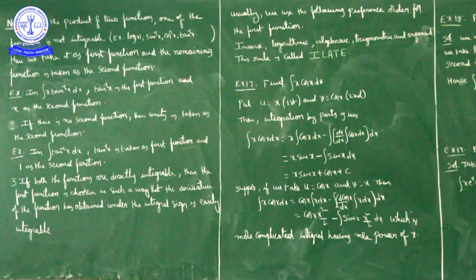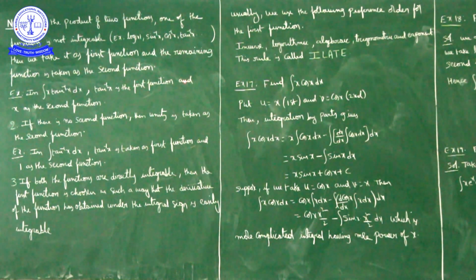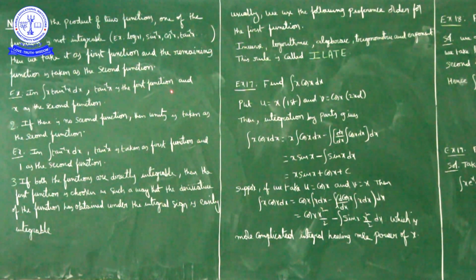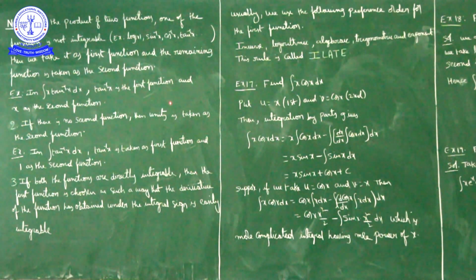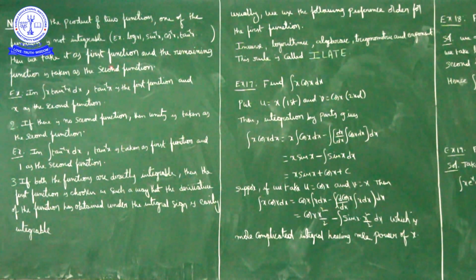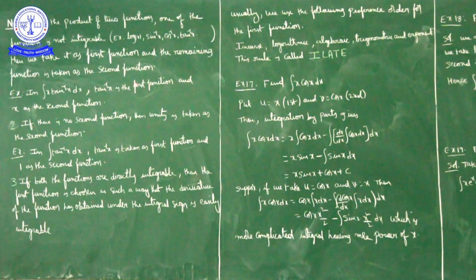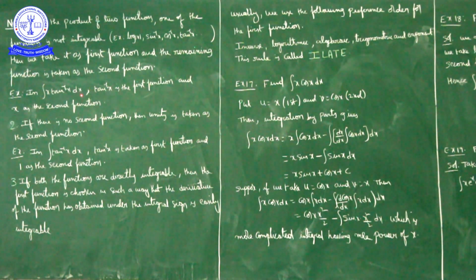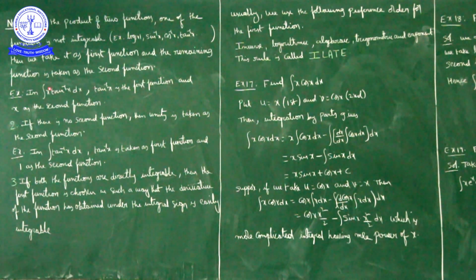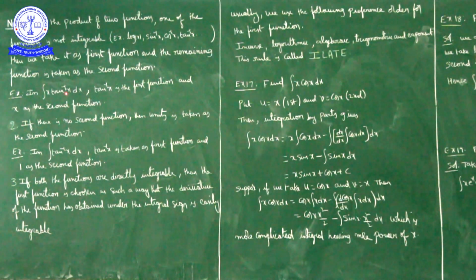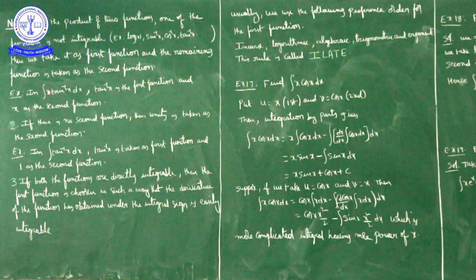Whenever we have the integral of a product of two functions, and one of them is not integrable, such as log mod x, sin inverse x, cos inverse x, tan inverse x, in such a case we will take that part as the first function and the remaining function as the second function. For example, in the integral x into tan inverse x dx, tan inverse x is not directly integrable, so I will consider tan inverse x as the first function and x as the second function.